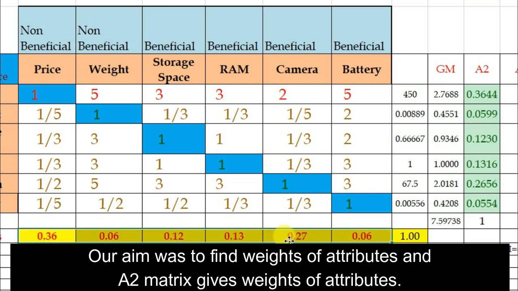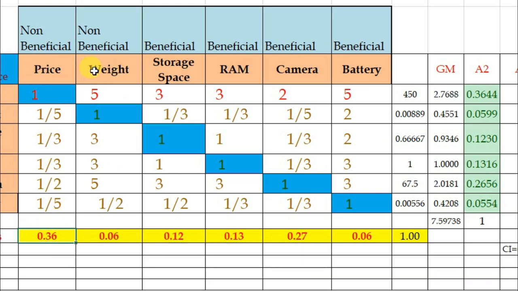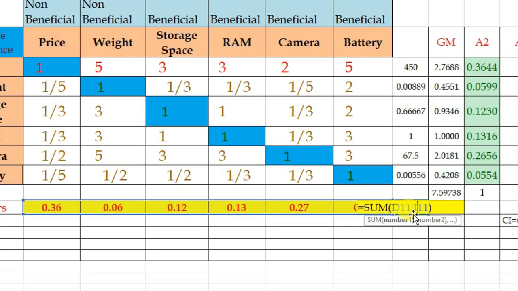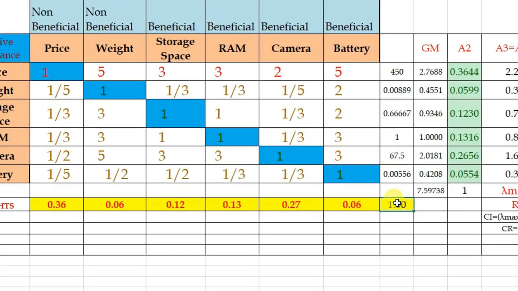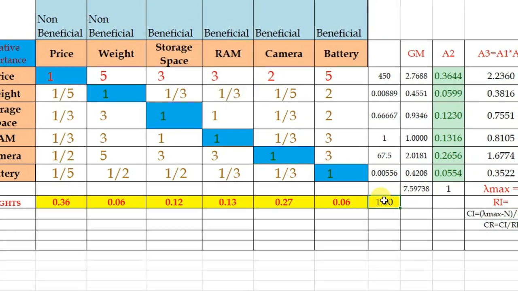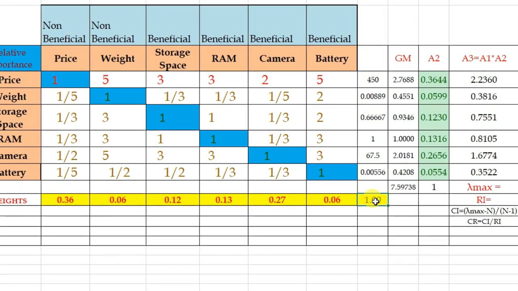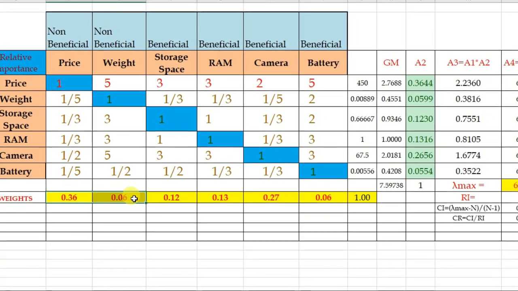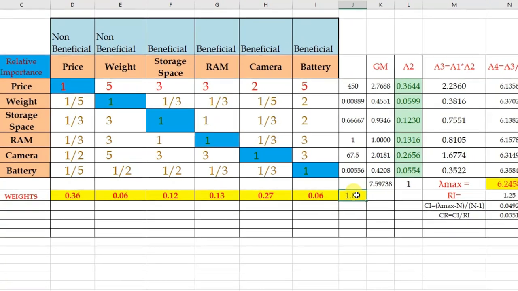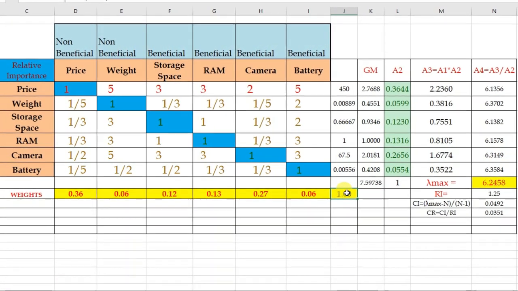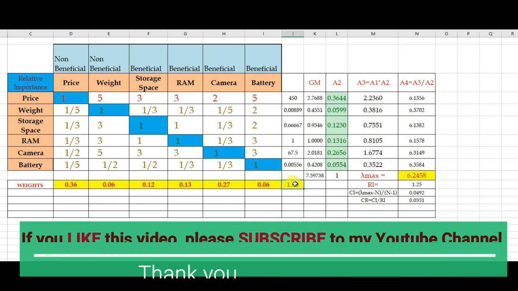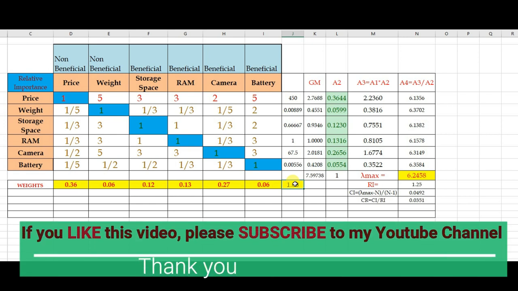I have written them here up to 2 decimal places. So 0.36 is the weight of the price, then the weight criterion is 0.06, that of storage space is 0.12, and so on. Remember, the sum of all the weights has to be always equal to 1. It is as good as giving 100% weightage to all the criteria, and whenever 100% weightage is given to all collectively, then the addition of all the weightages must be equal to 100%, or equal to 1. So this way we have seen how to obtain weights for the various criteria by using the analytic hierarchy process.